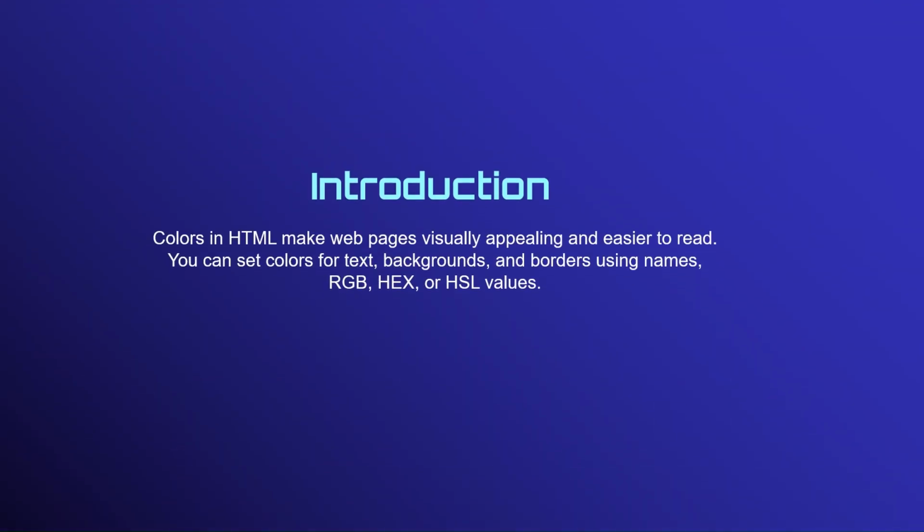Colors in HTML make web pages visually appealing and easier to read. You can set colors for text, backgrounds, and borders using names, RGB, which is red, green, blue, hexadecimal form of color, or HSL values, which is hue, saturation, and lightness.